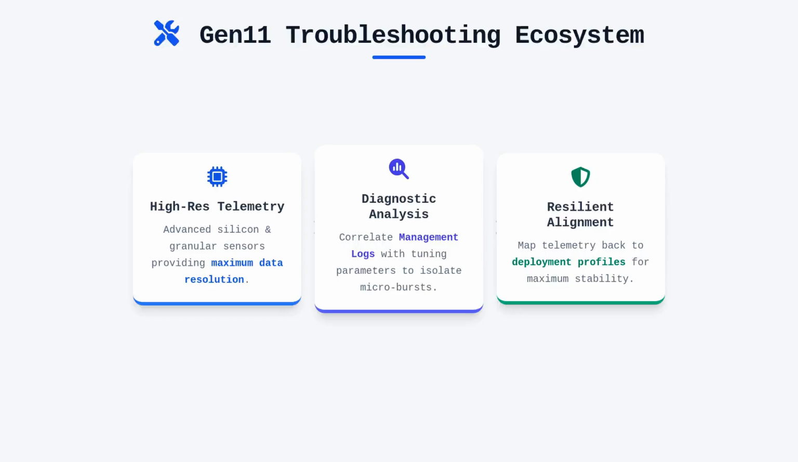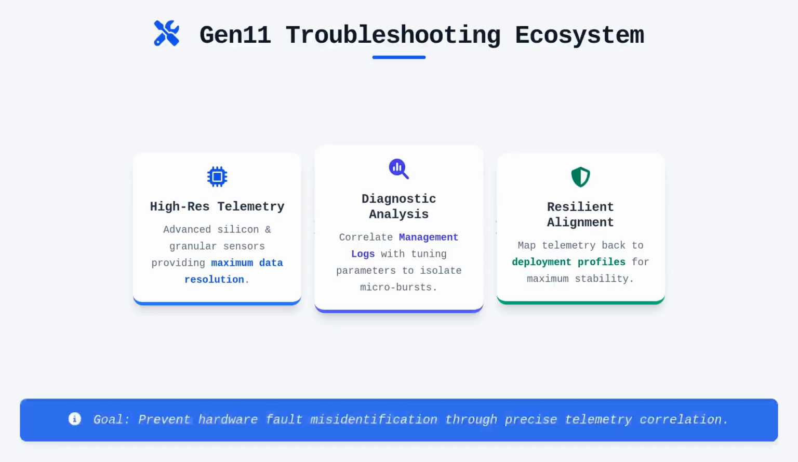Always remember that the goal is to map the observed telemetry back to the specific performance profiles you have established during the initial deployment phase. Maintaining this alignment ensures that your infrastructure remains resilient even under the rigorous, unpredictable stress conditions inherent in modern distributed data centers.